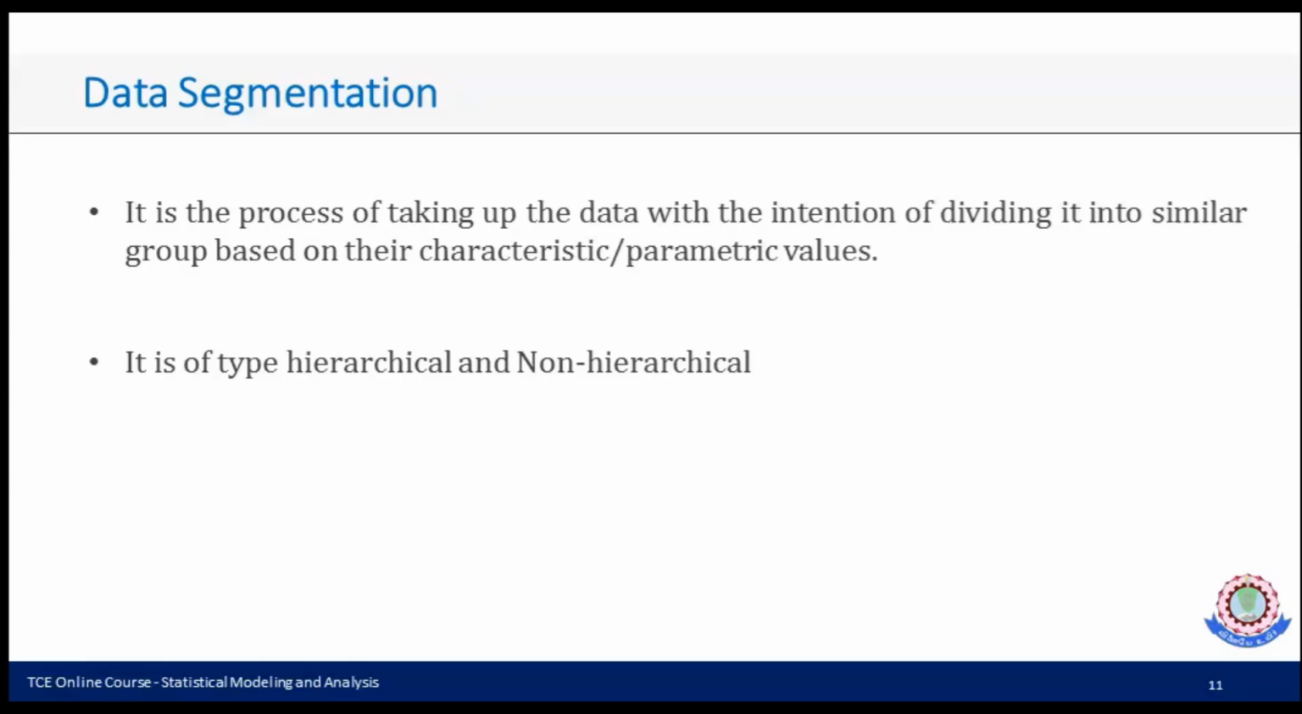And the next is data segmentation. The aim behind data segmentation is to split a set of customer observations into different segments in which the homogeneity within a segment is maximized, that is cohesive, and the heterogeneity between the segments is maximized.